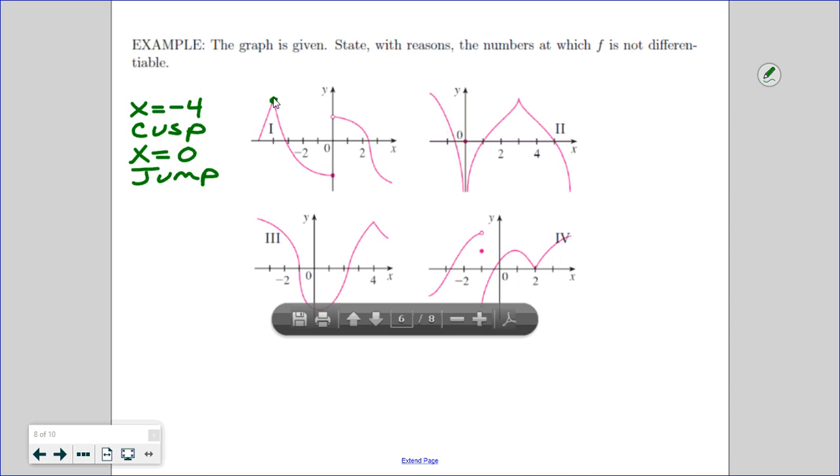All right, let's go to graph number 2. This time, it's looking like there's a vertical asymptote at x equals 0. So I'm just going to call that an infinite discontinuity.